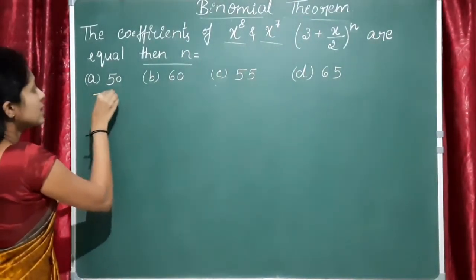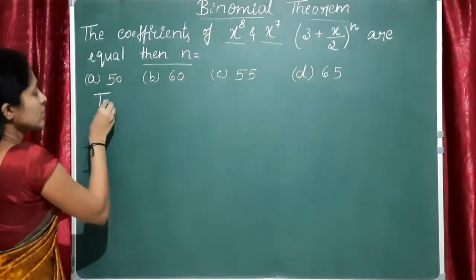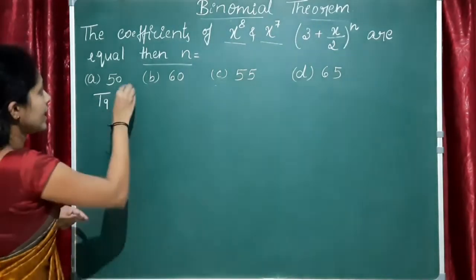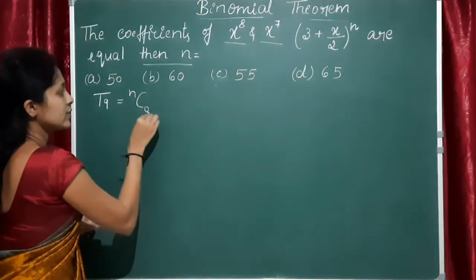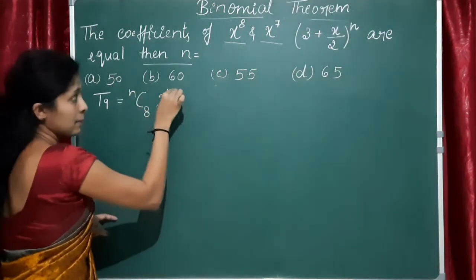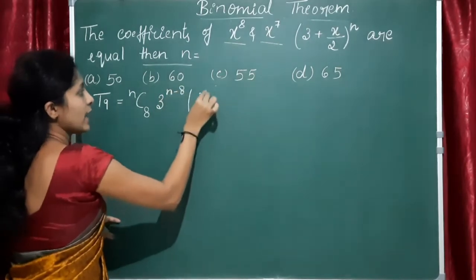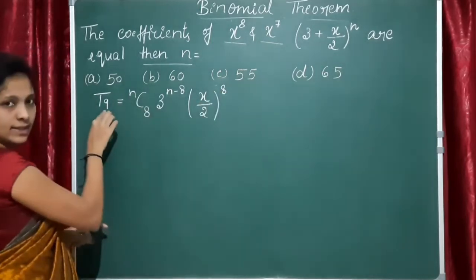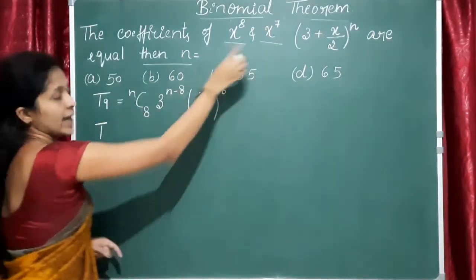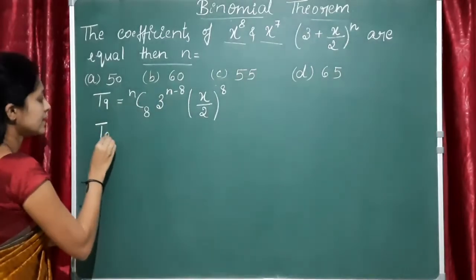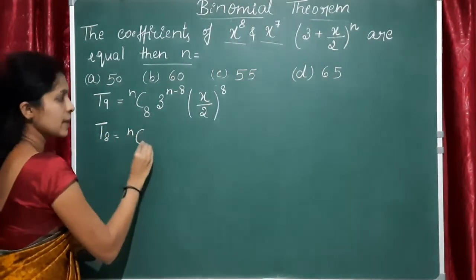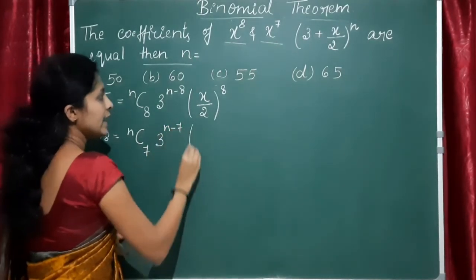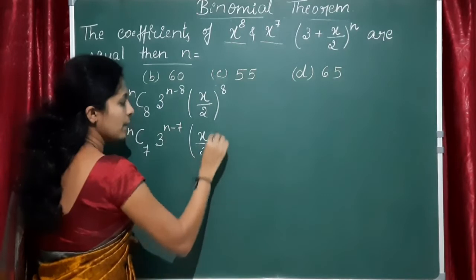What is given now? The coefficient of this one, T9, is equal to, now can you tell me what is T9? nC8, right? 3 to the power n minus 8 into (x/2) to the power 8. Here you can see this: x to the power 8 appears in the T9 term, and x to the power 7 appears in the T8. So it will be nC7, right? 3 to the power n minus 7 into (x/2) to the power 7.